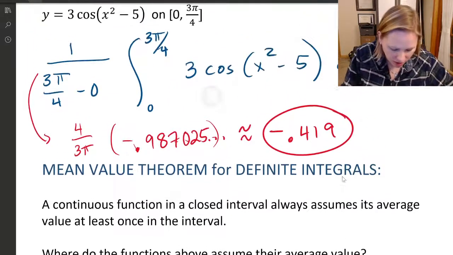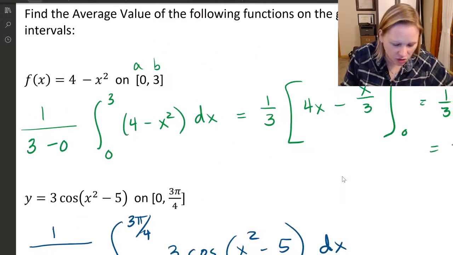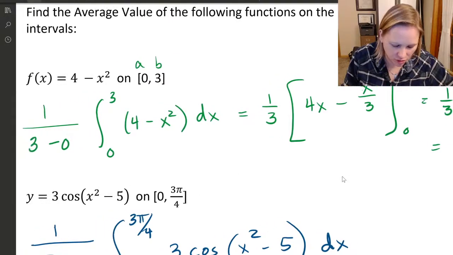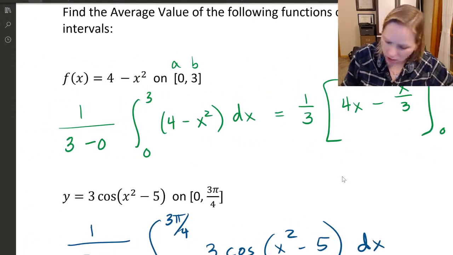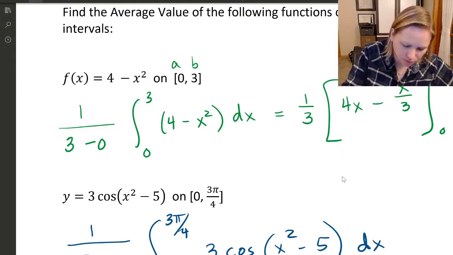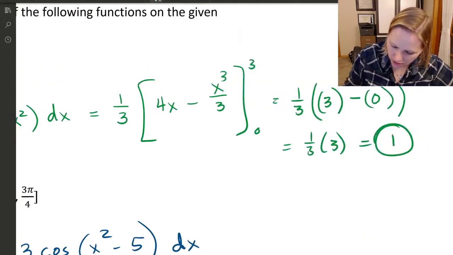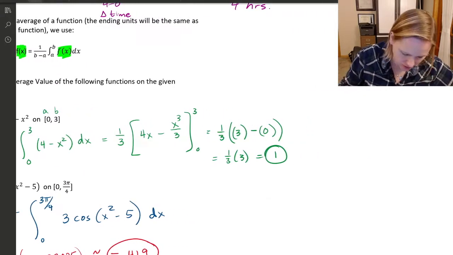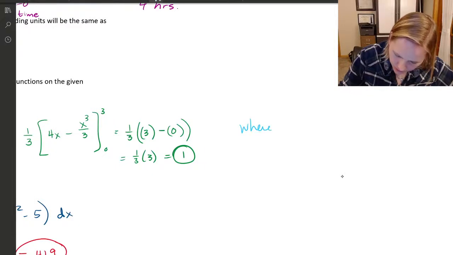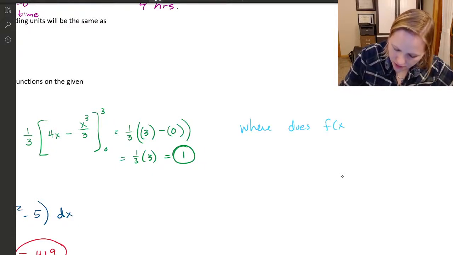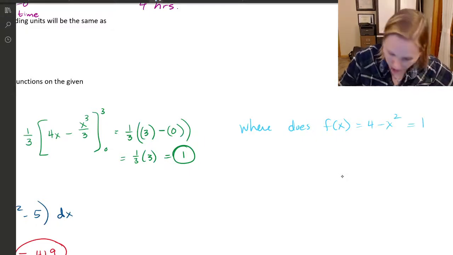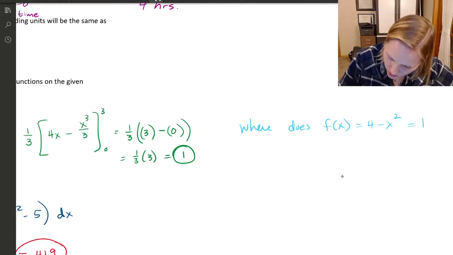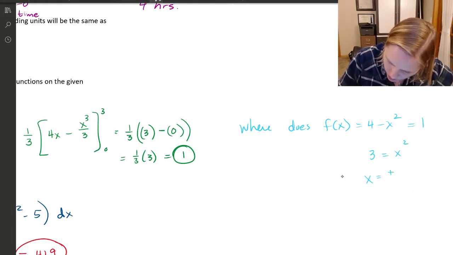So if we go back up here and look at these functions, where do they assume their average value? Well, if the average value here in number 1, and we'll just do this with number 1, is 1, like we found here, then where does f of x equal 4 minus x squared equal 1? Where does that happen? Well, we would just solve it, right? So add x squared over minus 1, we get 3 equals x squared. So x equals plus or minus the square root of 3.